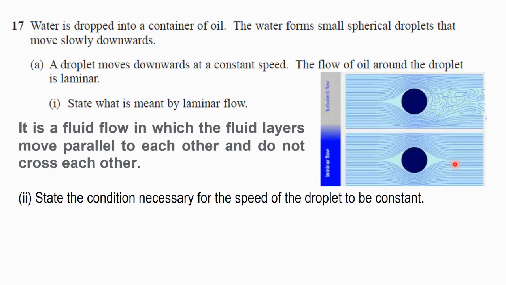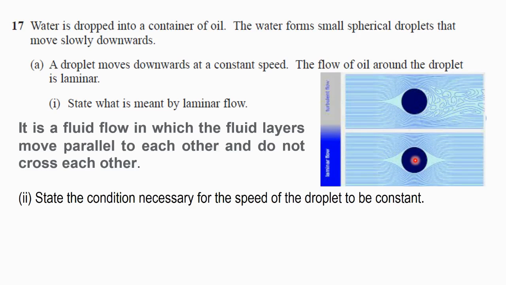Then second, state the condition necessary for the speed of the droplet to be constant. We can take this example as the flow of a droplet. This ball can be treated as a spherical droplet. Why does the speed of the droplet remain constant, or how can we say that the droplet is moving with uniform linear motion? This is because there is no acceleration acting on the spherical ball or spherical droplet.